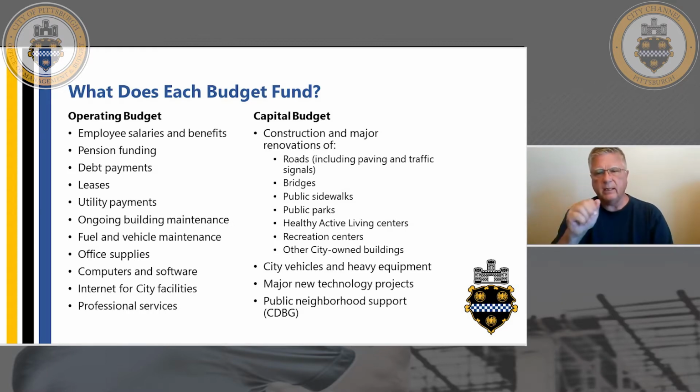So the capital budget funds the construction and major renovations of roads, including paving and traffic signals, bridges, public sidewalks, public parks, healthy active living centers, recreation centers, other city-owned buildings and facilities, city vehicles and heavy equipment, major new technology projects, and public neighborhood support from CDBG, which I mentioned earlier. So the capital budget is really tangible things that you experience as part of your daily lives as residents.